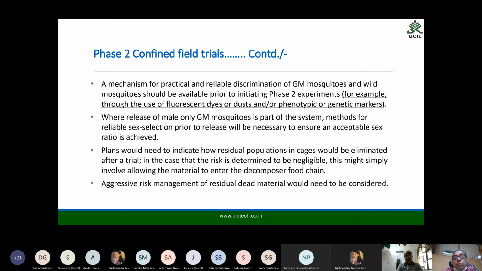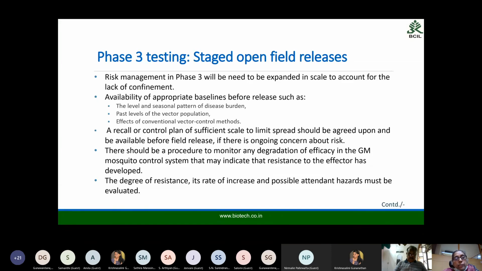In the case that risk is determined to be negligible, this might simply involve allowing the material to enter the decomposer food chain. Don't consider these to be big words, but integrate them into your thinking. Once my experiment is complete, where does all the material go? So I have to think about it. Aggressive risk management of residual dead material would need to be considered. Then we move to phase 3. Now here it is 1 and then 1 plus x for this one, and the basic things remain as they are, and then we are talking of the additional things.